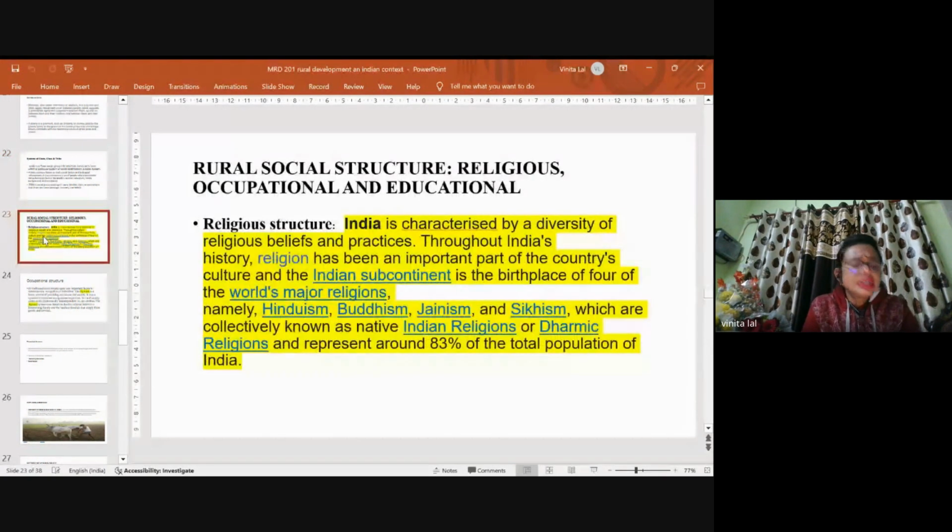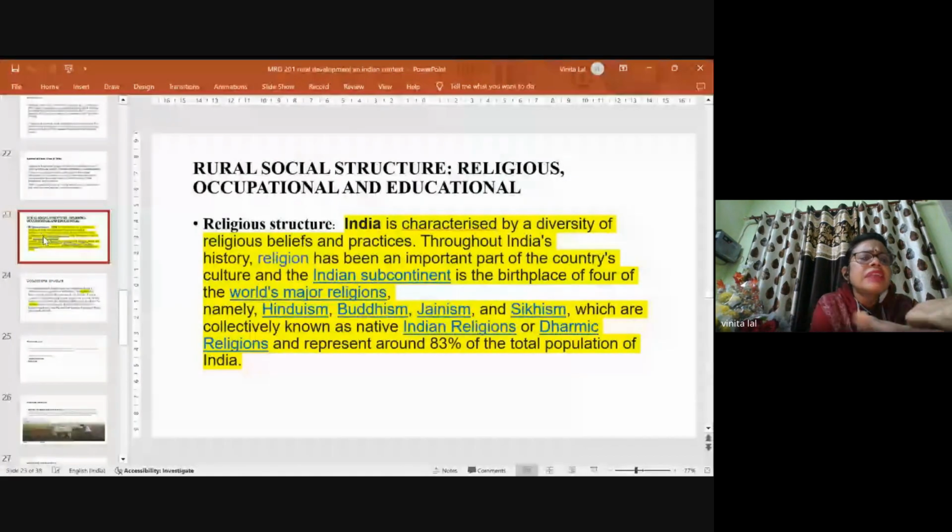Rural structure. This is a religious, occupational, and educational structure. Without this rural structure, social structure cannot be possible. So religious structure can be defined as a group of population believing in the beyond and indulging in various forms of worship of a god or gods.